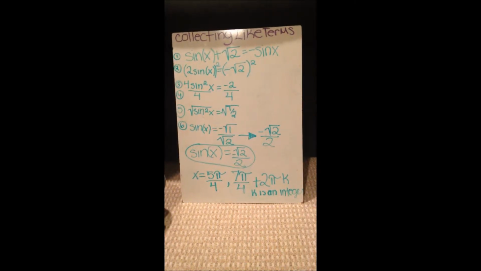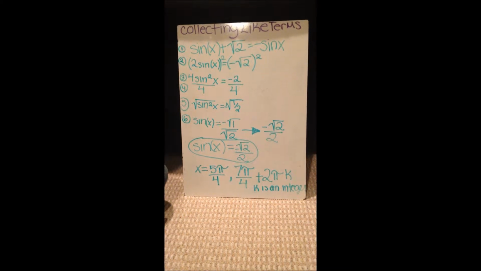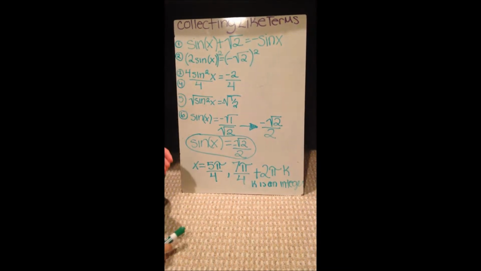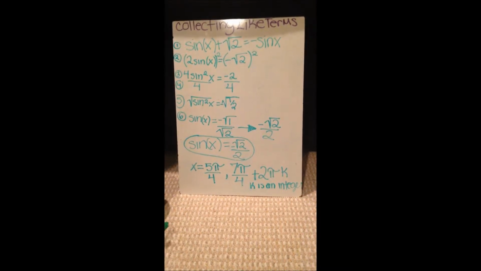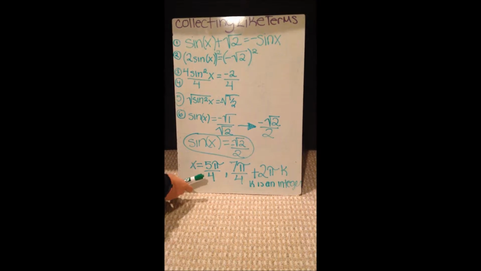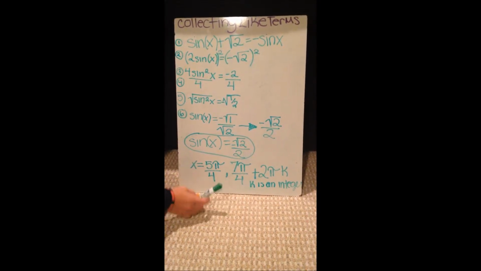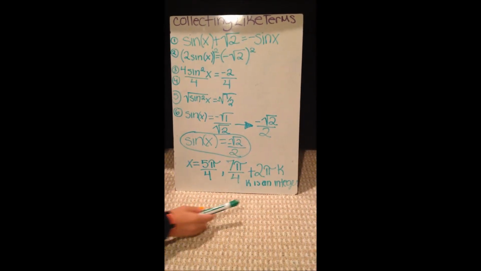You would get negative radical 1 over radical 2, and then you would have to take the radical out of the denominator, and you would come up with negative radical 2 over 2. So then you would go to your unit circle, and you would find where sine of x equals negative radical 2 over 2, and you would see that it's 5 pi over 4 and 7 pi over 4. And in order to get the rest of your answers, you would add 2 pi k for each.